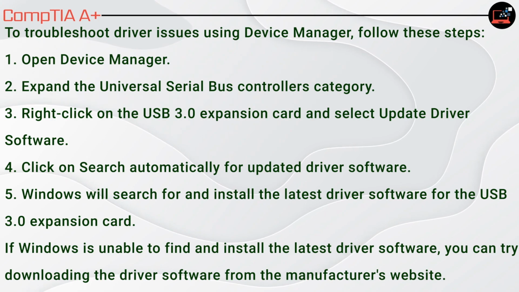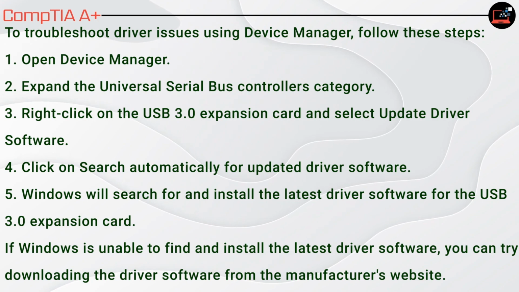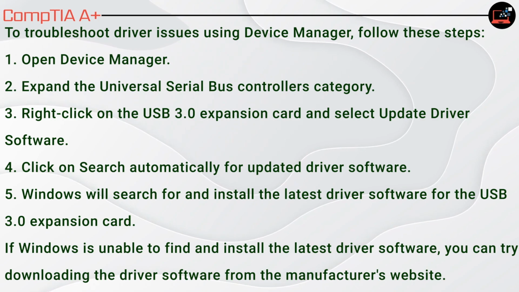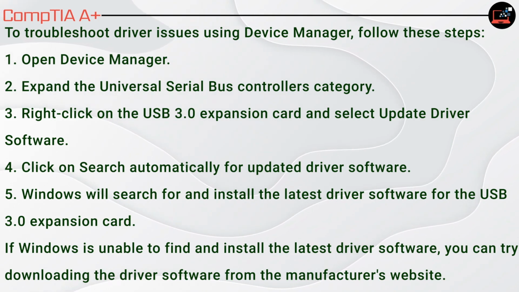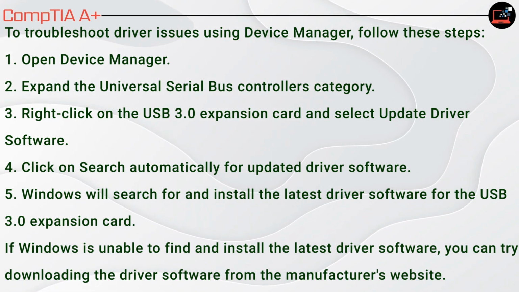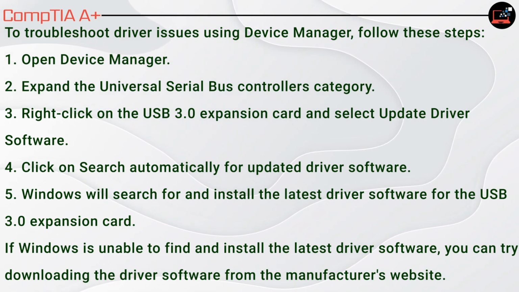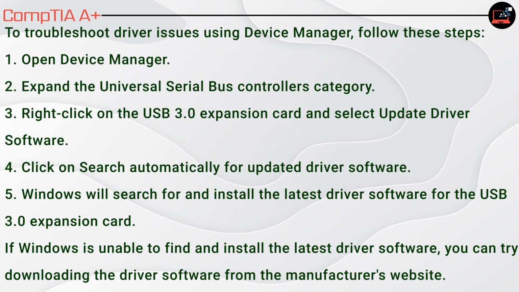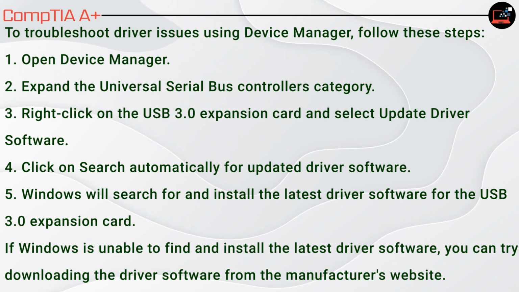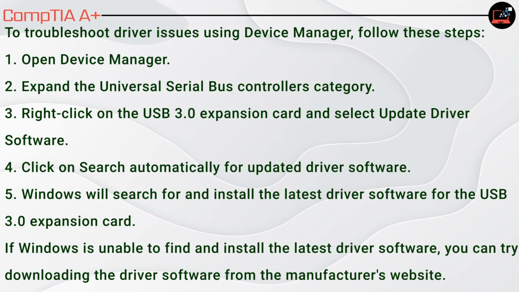To troubleshoot driver issues using Device Manager, follow these steps. 1. Open Device Manager. 2. Expand the Universal Serial Bus Controllers category. 3. Right-click on the USB 3.0 expansion card and select Update Driver Software. 4. Click on Search automatically for updated driver software. 5. Windows will search for and install the latest driver software for the USB 3.0 expansion card. If Windows is unable to find and install the latest driver software, you can try downloading the driver software from the manufacturer's website.